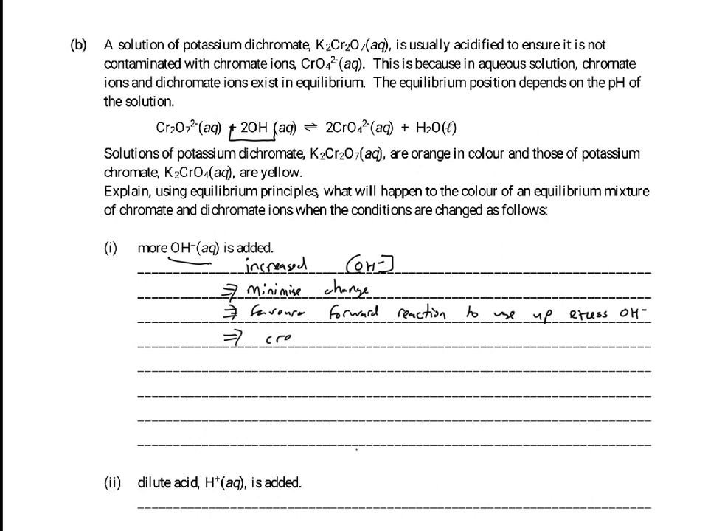This in turn creates more of the chromate ion. And because the chromate ion is yellow, it becomes more yellow. Good way of doing it.